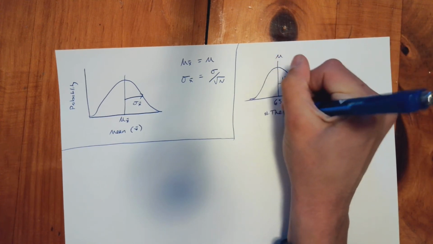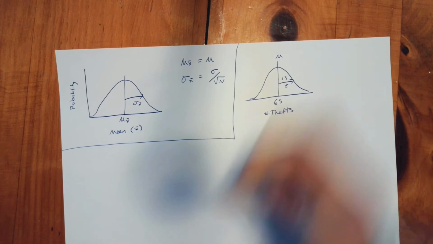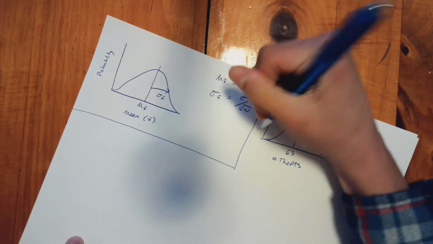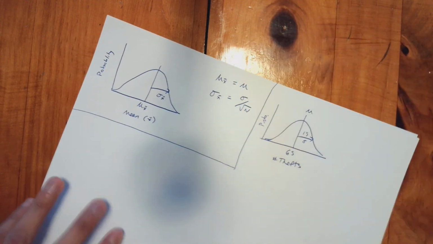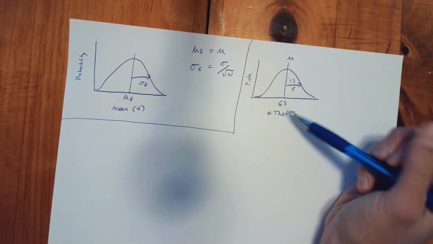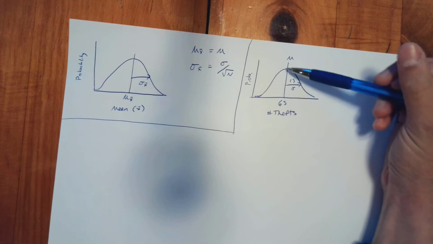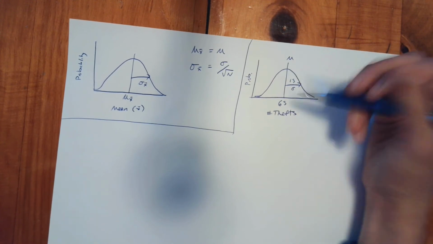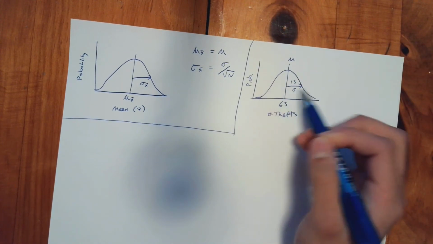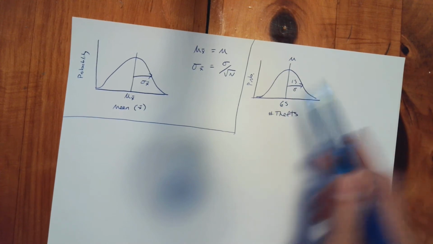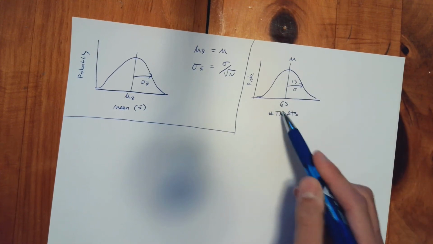where the variable itself is number of thefts. We're looking at probability. And we had a mean of 65 thefts, making that the most likely number of thefts we would expect, and a standard deviation of 15 thefts, which tells us about how spread out these different possible values are away from our mean.